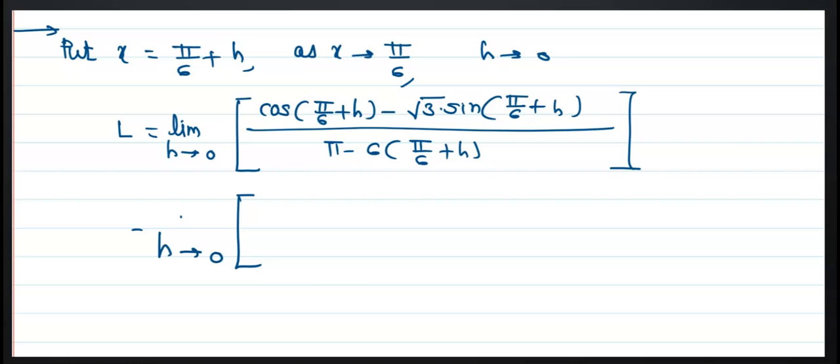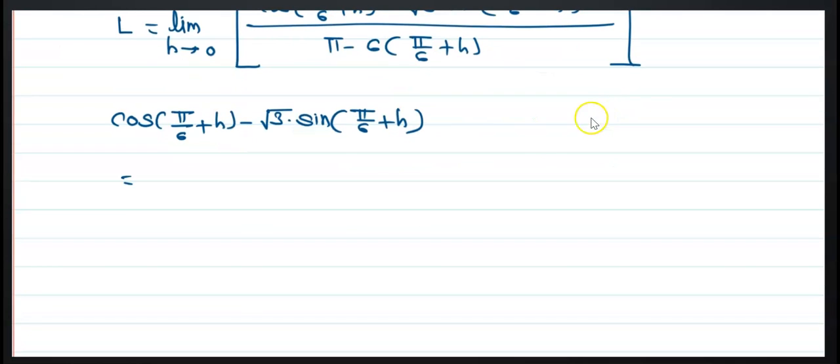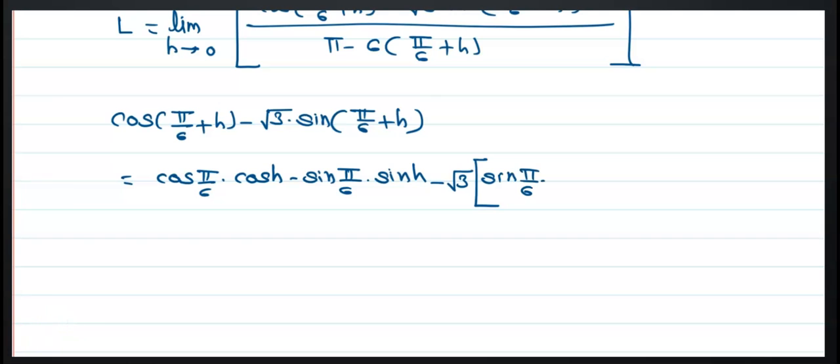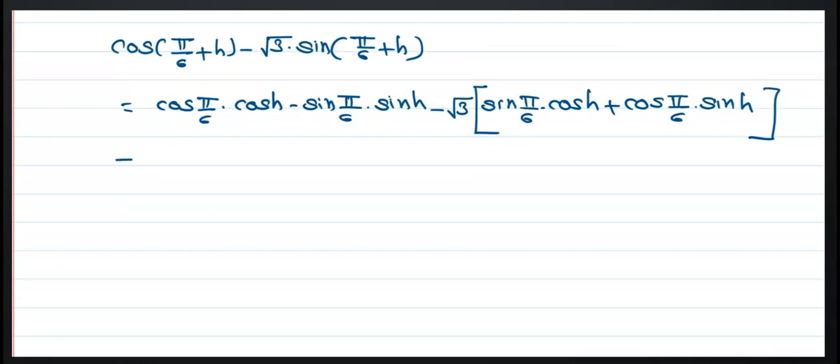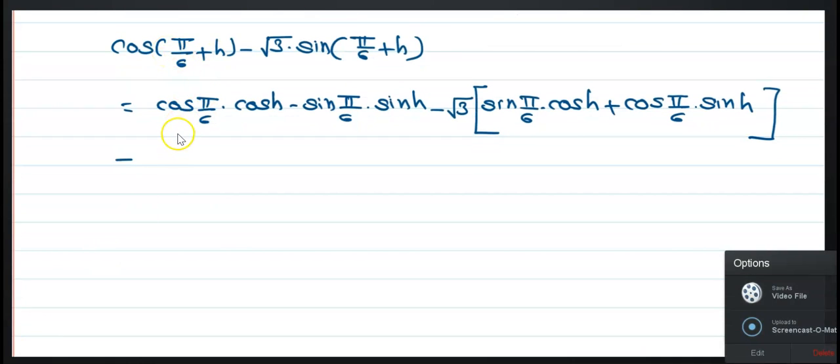Now we will expand here: cos of (pi by 6 plus h) minus root 3 sin of (pi by 6 plus h). We will simplify separately. What is the formula for cos of (a plus b)? Cos a cos b minus sin a sin b. So that is cos of pi by 6 into cos h minus sin of pi by 6 into sin h, minus root 3 times sin of (a plus b), that is sin a cos b plus cos a sin b. And we will substitute here.